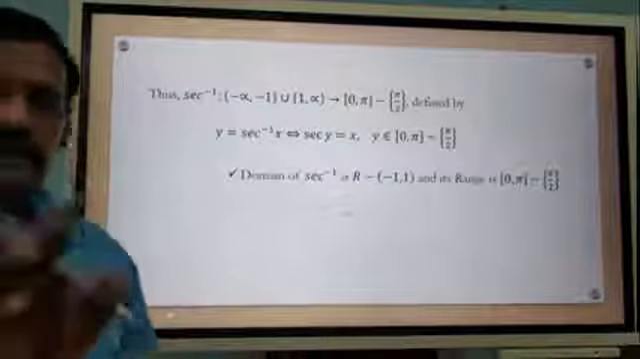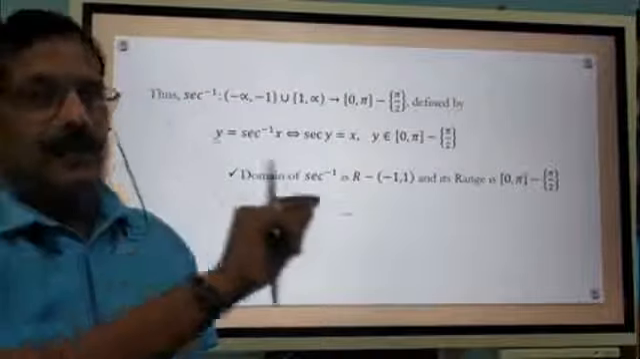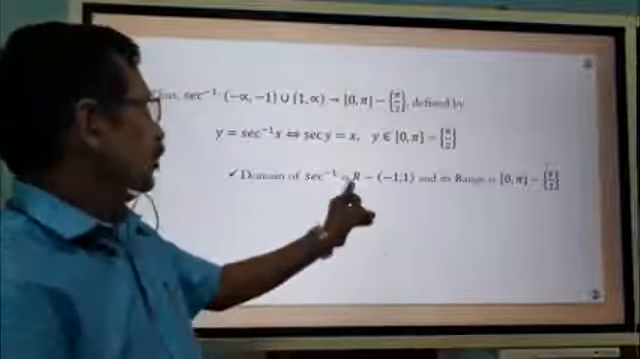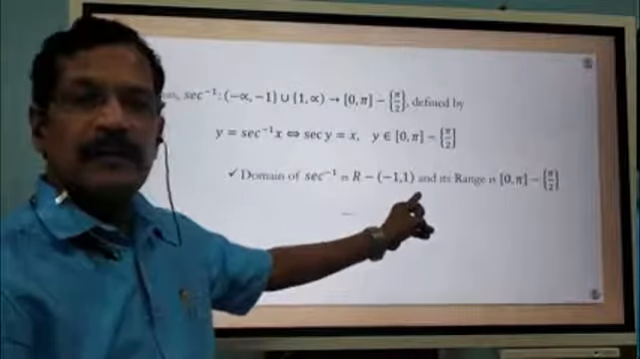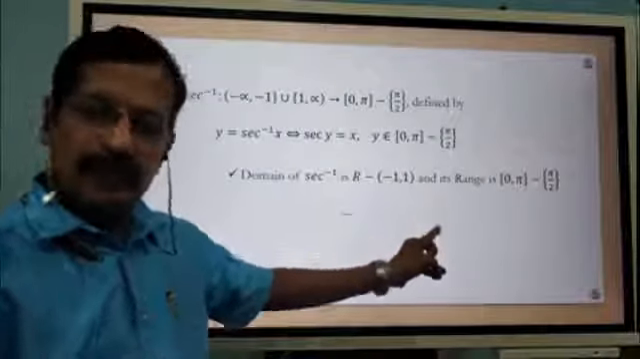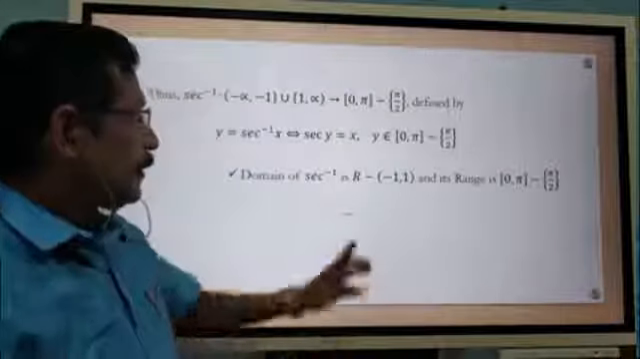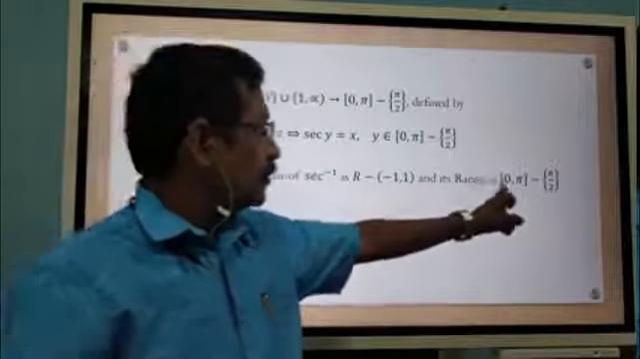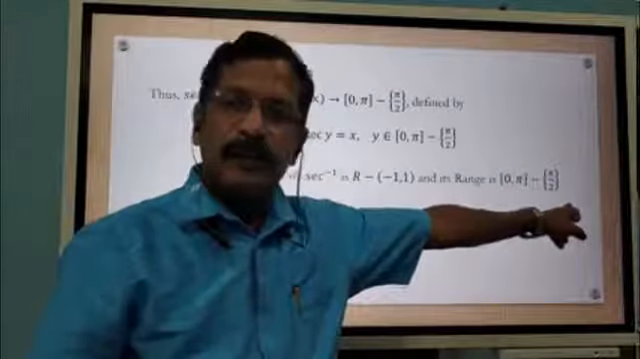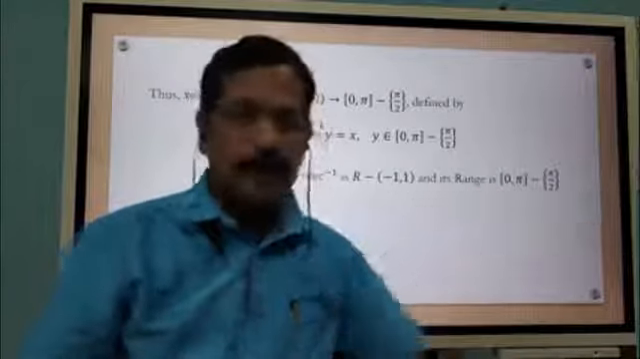So here also the same points are to be remembered. What is the domain of secant inverse? The domain of secant inverse is R minus the open interval (-1, 1). Otherwise, we can write it as mod x greater than or equal to 1. And the range is the closed interval [0, pi] minus the singleton set {pi/2}.